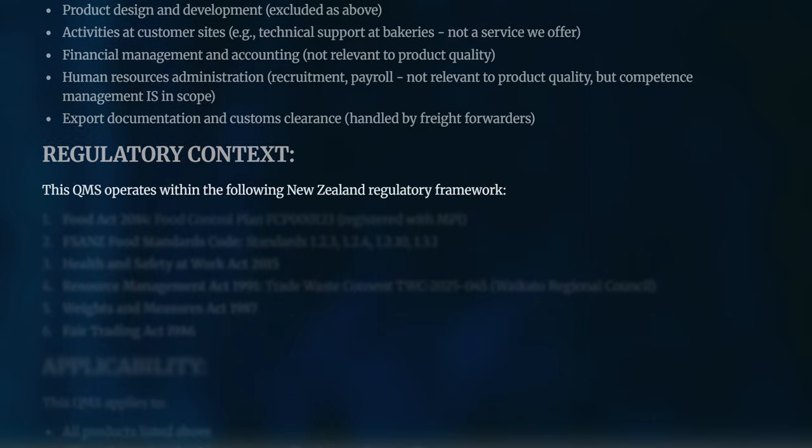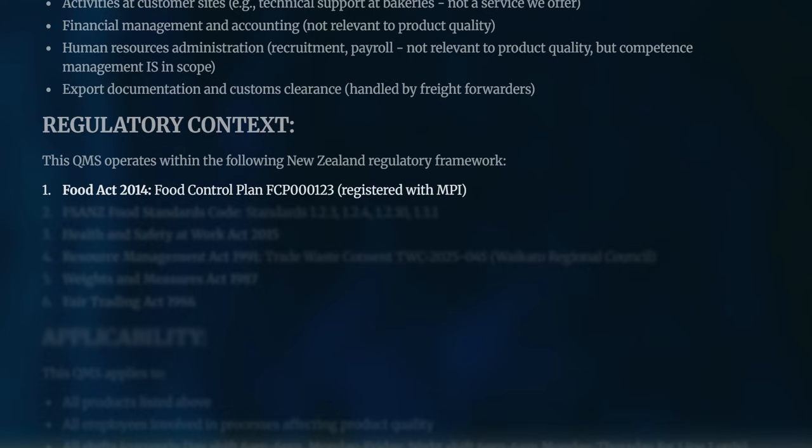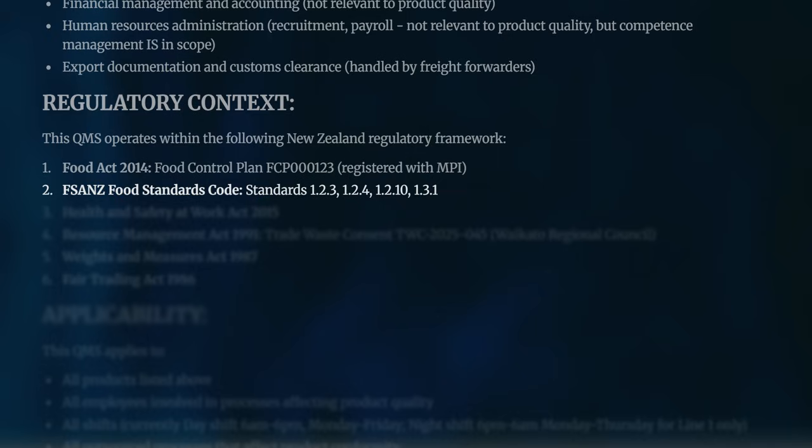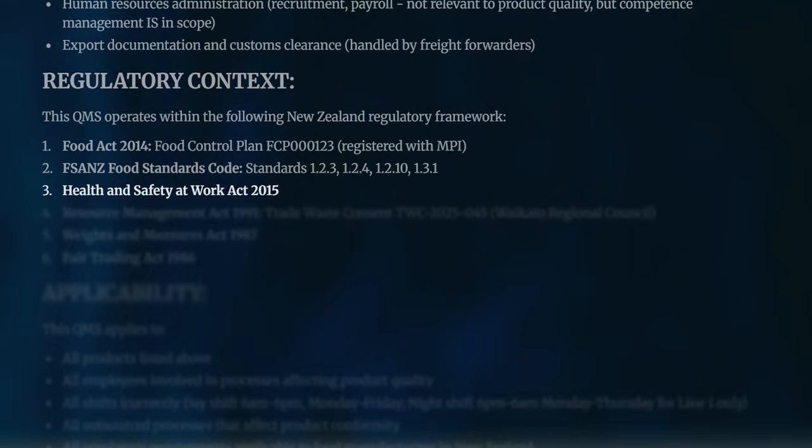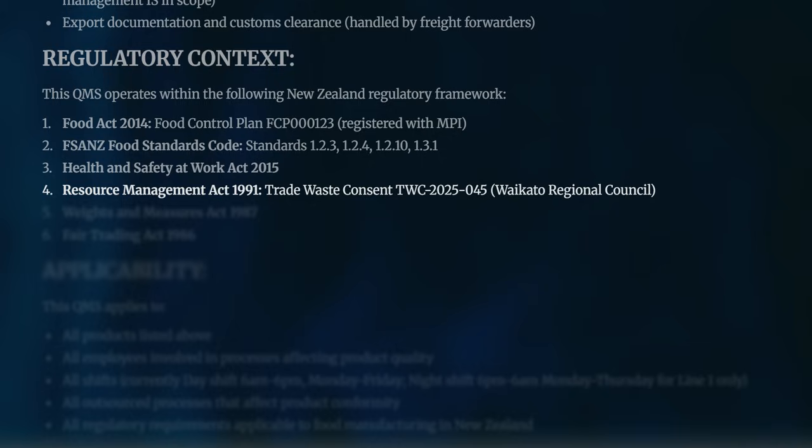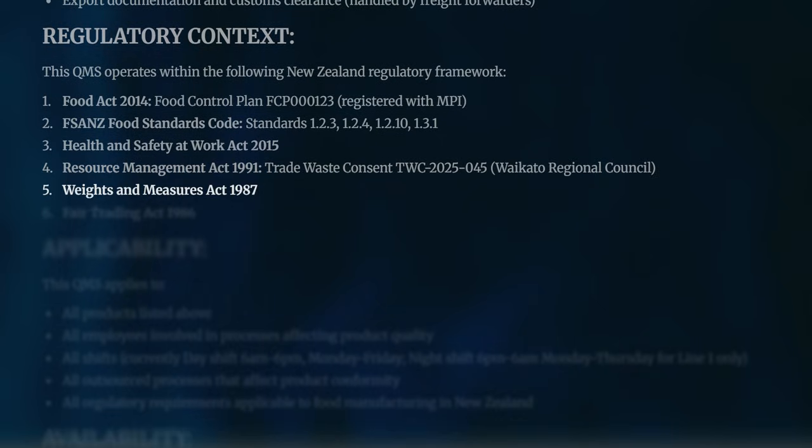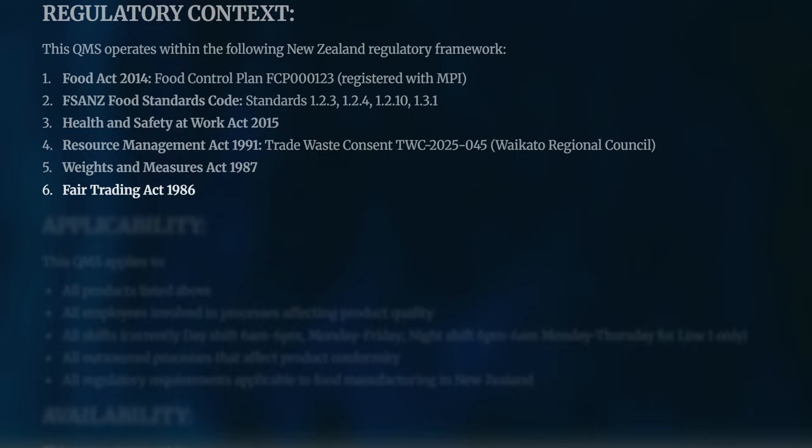Regulatory context. This QMS operates within the following New Zealand regulatory framework: Food Act 2014 for food control plans, FCP 000123 registered with MPI; FSANZ Food Standards Code, standard numbers 1.2.3, 1.2.4, 1.2.10 and 1.3.1; Health and Safety at Work Act 2015; Resource Management Act 1991; Trade Waste Consent TWC 2025 045 for Waikato Regional Council; and Weights and Measures Act 1987 and Fair Trading Act 1986. Those are the regulatory frameworks of New Zealand within which this QMS operates.